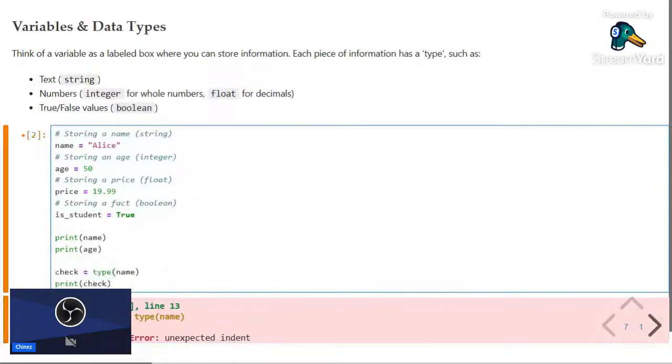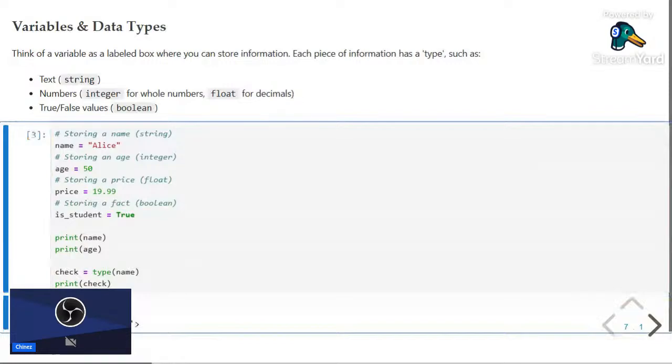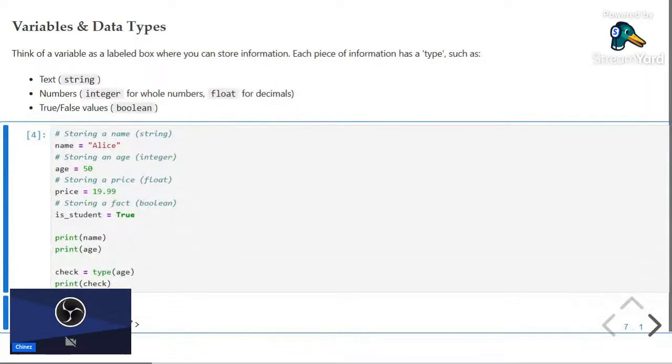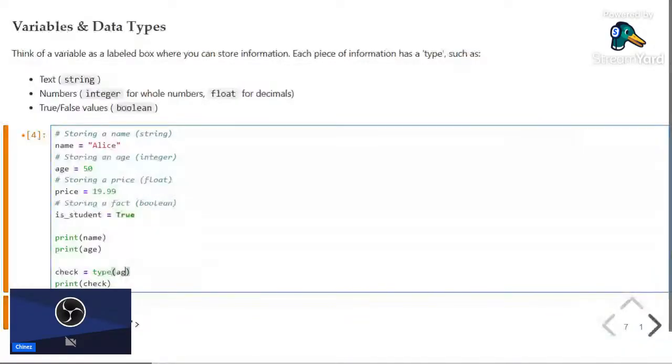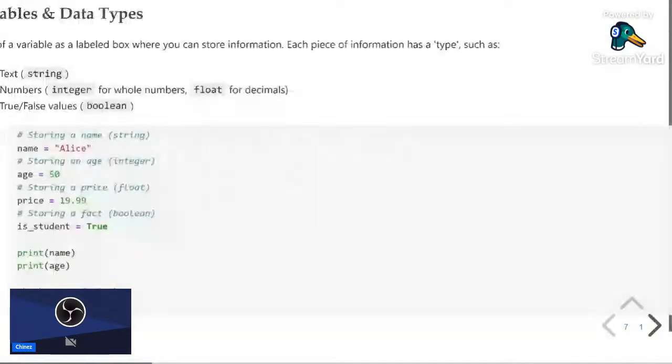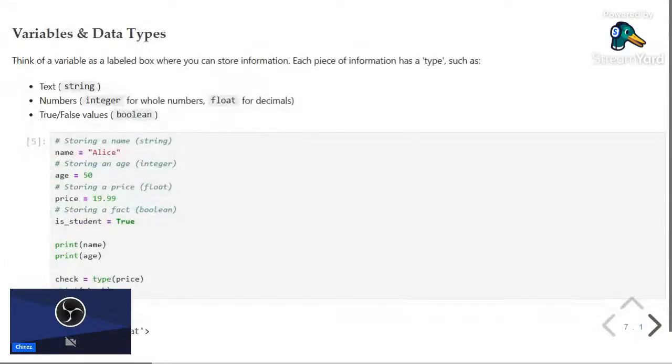Okay, so let's run it again. What we see here after Alice is class string. You see that it's a string. Let's try printing out the age. So what do we see here? The class is an integer. So let's try printing out the price to know if it is a float. We can see here that the class shows that it is a float.